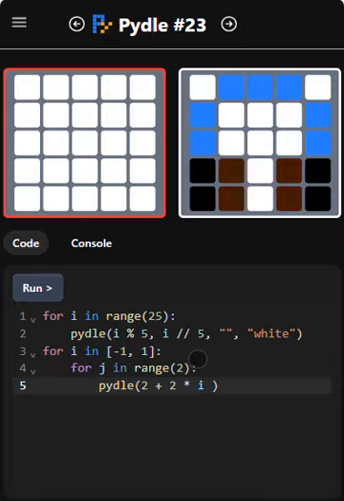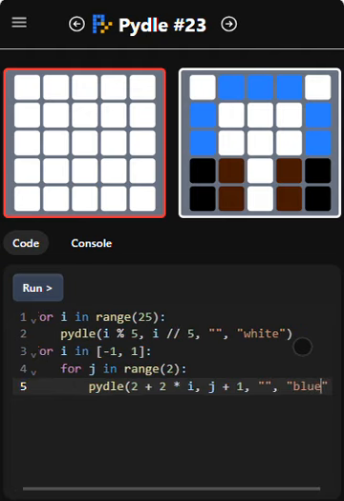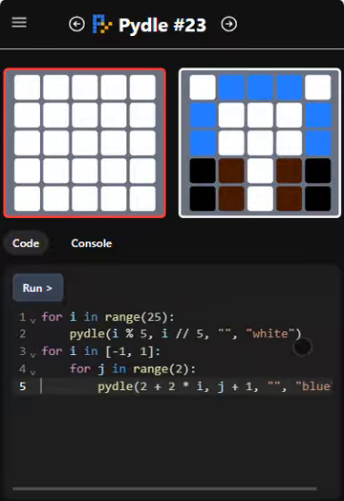And then y is the one that's actually going to change with our j, and that's going to be j plus 1, because it's offset by one cell. So that's why we need the +1, no character, and blue. Just to prove to you that works, let's run that, and we can see that's a 2. Basically we now repeat that same pattern for the brown and the black.